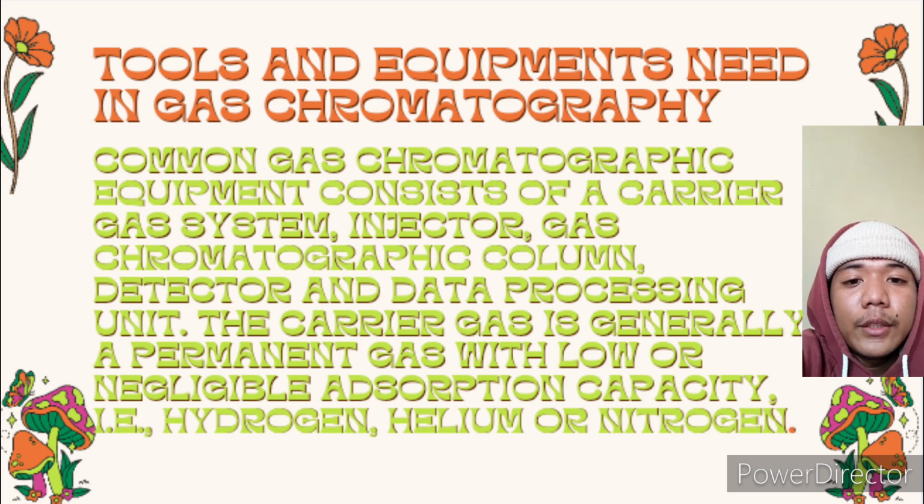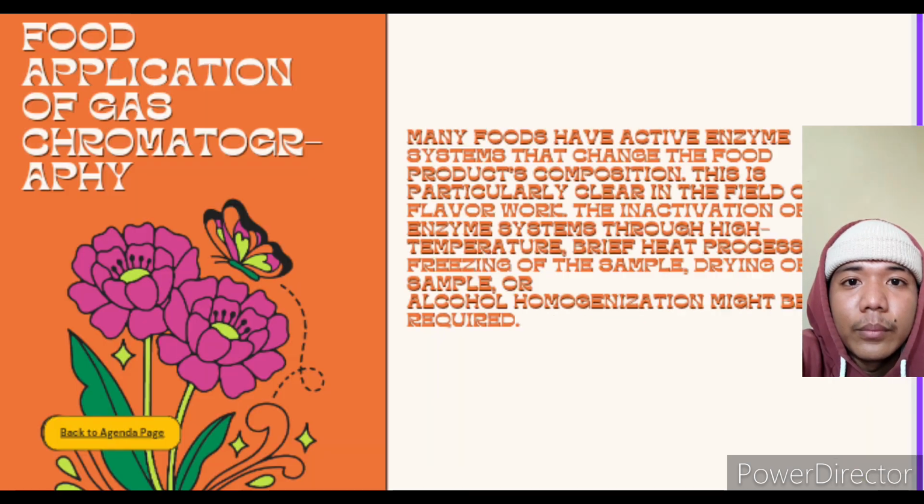And next po ay GC column which serves as a passage of the sample and gas. So you can see a part of it po na naka-coil inside the chamber po, which is needed po natin to maintain a certain temperature. And lastly naman po is a detector or data processing unit which gives us simply the reading or the result of the sample. And para nga po pala sa carrier gas na ginagamit po natin dito sa process na to, we use in this process generally a permanent gas with a low or negligible absorption capacity. So it won't affect the reading of the sample. So yun lang po. Thank you.